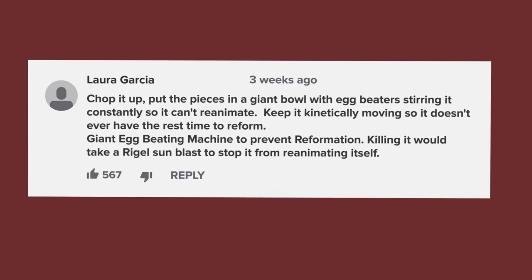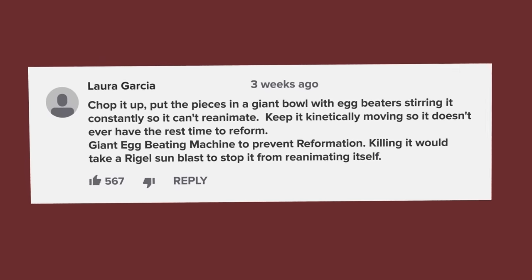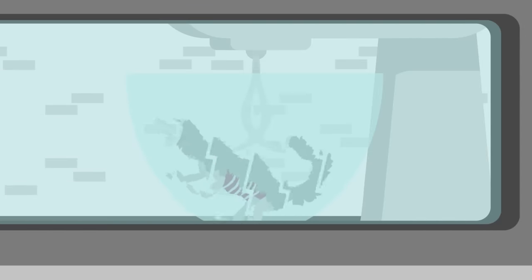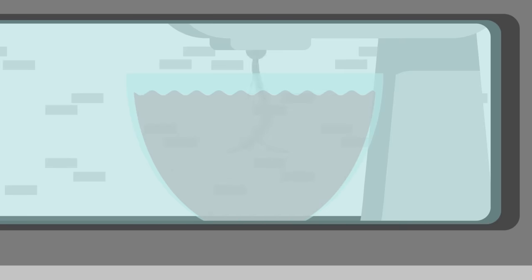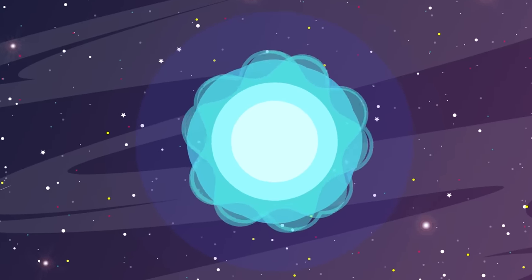Laura Garcia said, "Chop it up. Put the pieces in a giant bowl with egg beaters, stirring it constantly so it can't reanimate. Keep it kinetically moving so it doesn't ever have the rest time to reform. Giant egg beating machine to prevent reformation. Killing it would take a Rigel sunblast to stop it from reanimating itself."